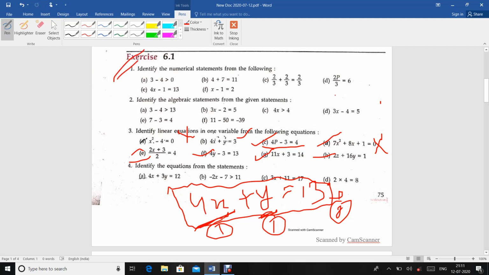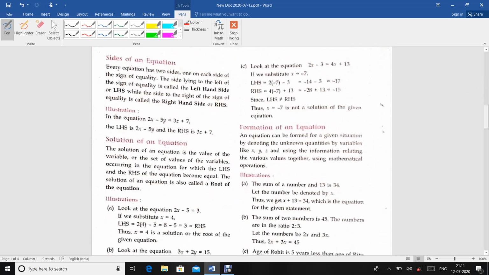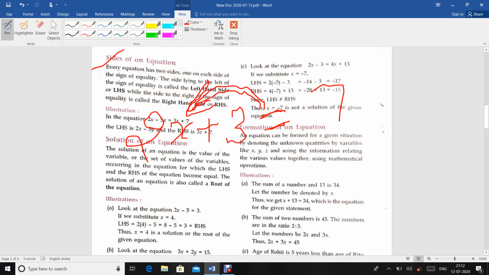Now let us see some facts of exercise 6.2. Before starting exercise 6.2, let us see the topic sides of an equation. As I have told you, let us assume that you have an equation 2x plus 3 is equal to 7. Now you can see that this is the sign of equality, and on the left hand side of this equality sign is a statement.